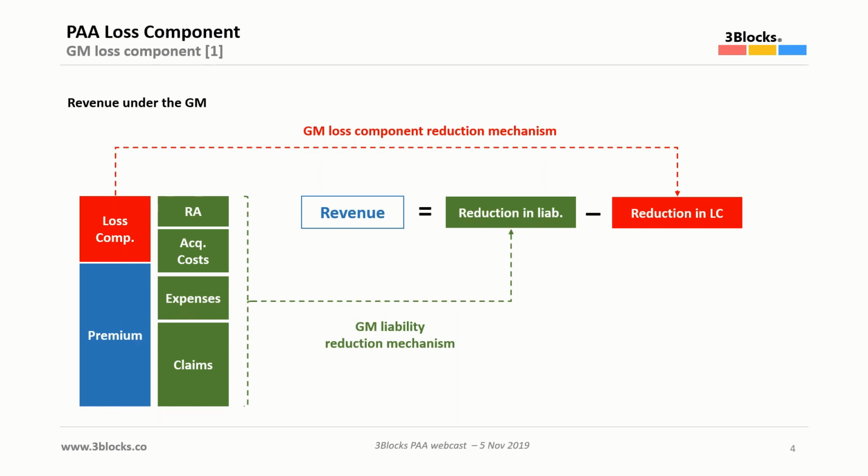Total IFRS 17 revenue corresponds to the total premium, and revenue is equal to the release of liability. Therefore, if the release of liability would be greater than premiums, we need to adjust the revenue. To execute these calculations, the general model requires two mechanisms: the liability reduction mechanism and the loss component reduction mechanism. Both mechanisms are typically based on cash flow projections.